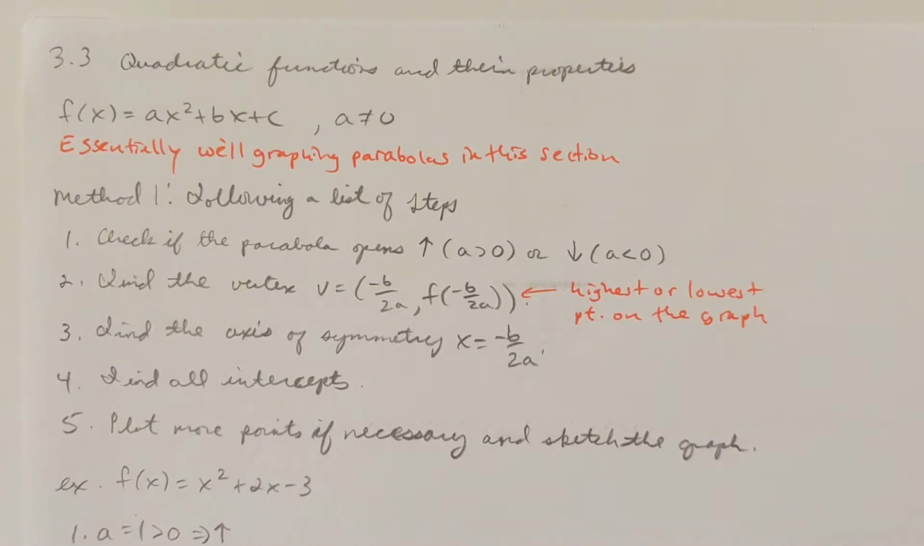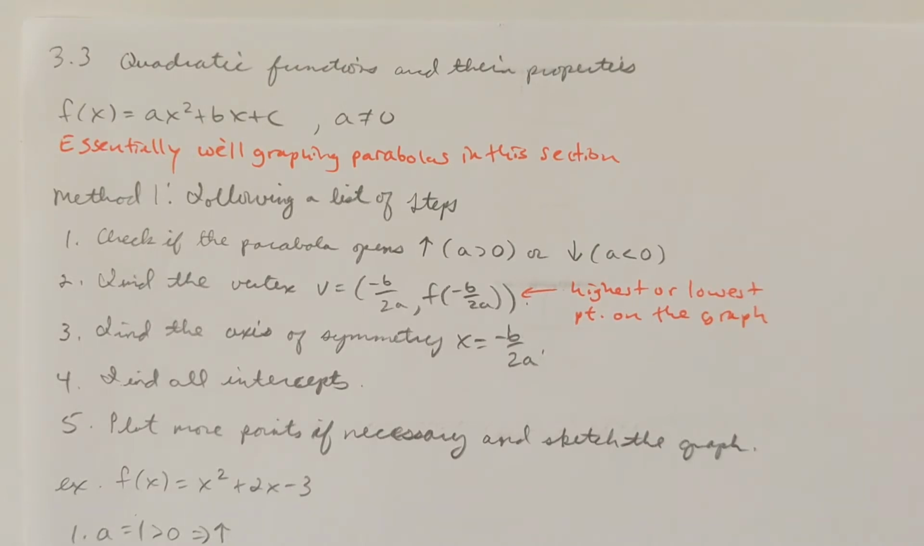Okay, we are going to skip section 3.2. 3.2 is building quadratic functions out of quadratic data. So we'll do section 3.3 here. 3.3 is called quadratic functions and their properties.